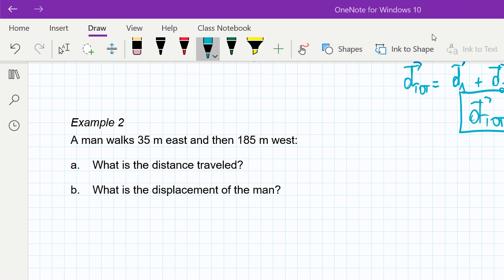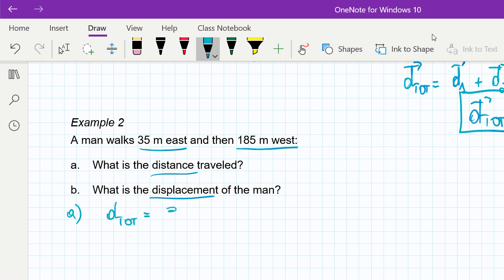So now we have a second example, and we don't have a lot of examples to go on. It's 4 examples, I think, in total. A man walks 35 meters east and then 185 meters west. So we are dealing here only with one direction. What is the distance and what is the displacement? So we'll start with the distance first.